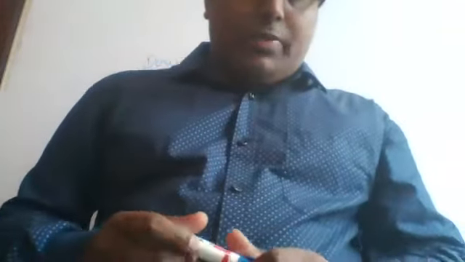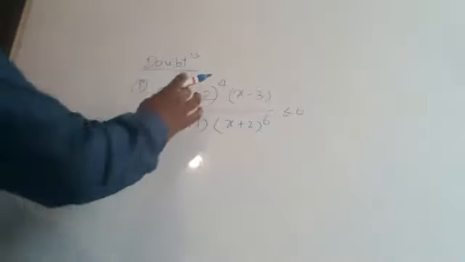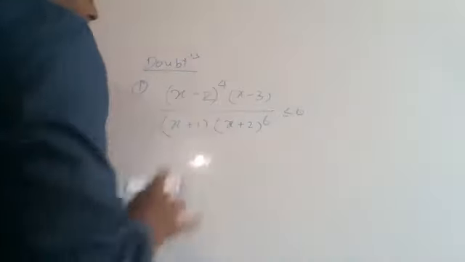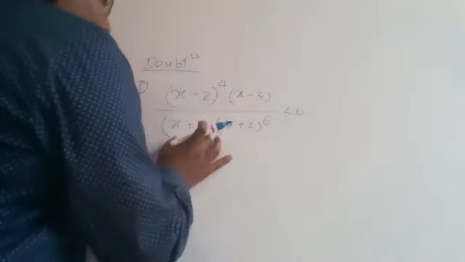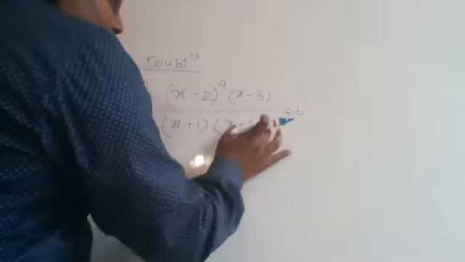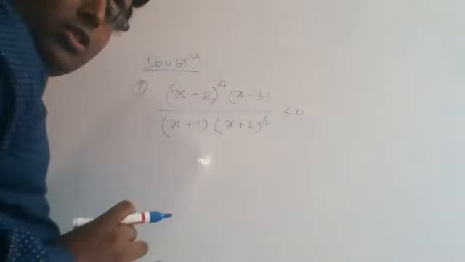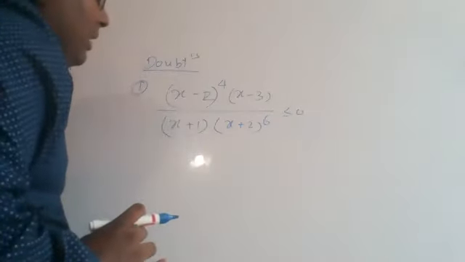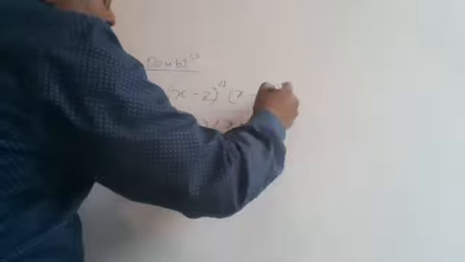There is a doubt based on the last class that I'm going to discuss. Okay, just see on the board, everyone. Here there is a question: (x minus 2) power 4 into (x minus 3) whole upon (x plus 1) into (x plus 2) power 6 is less than or equal to 0. This one. And you know very well that to solve such types of questions, what we have to see?